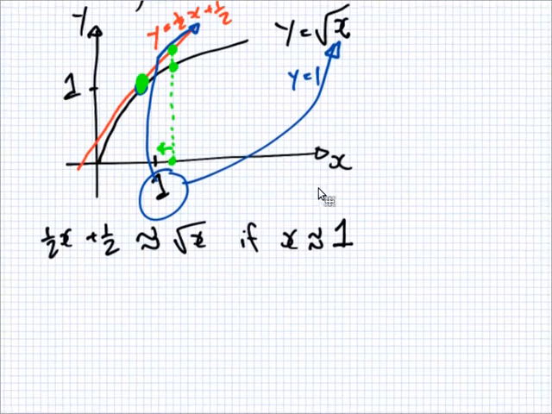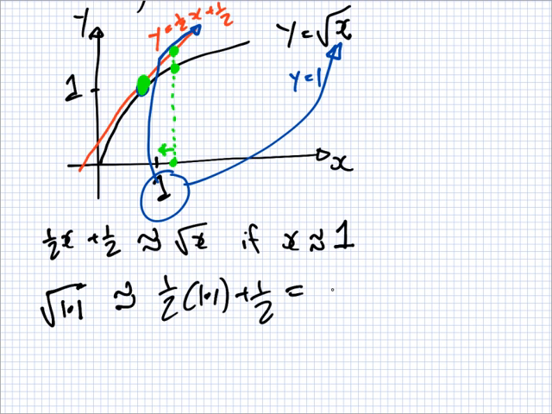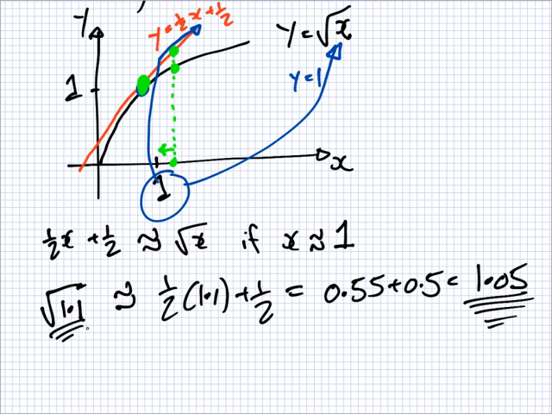So, let's say, for example, I want to calculate what square root 1.1 is. Now, if you didn't have a calculator, you could use something like this to roughly calculate it. So, apparently, it should be roughly the same as a half of 1.1 plus a half, which is equal to 0.55 plus 0.5, which is 1.05. Now, I want you to take out your calculator and compare that to square root 1.1. And let's see how close we are.